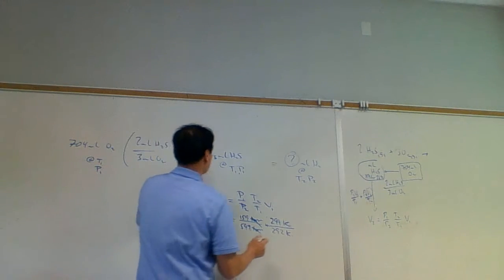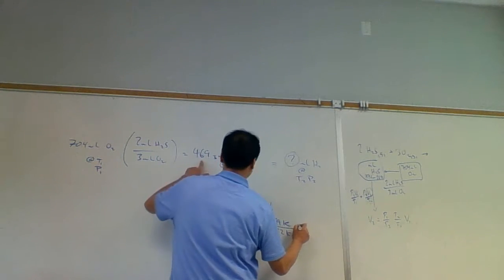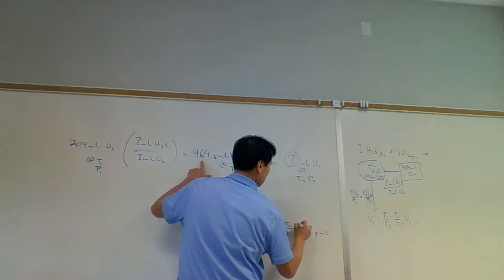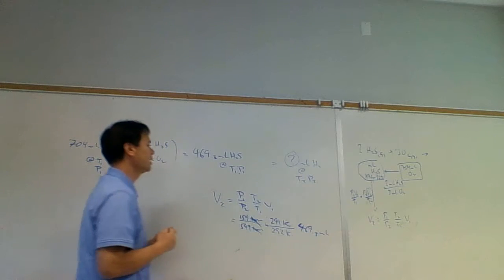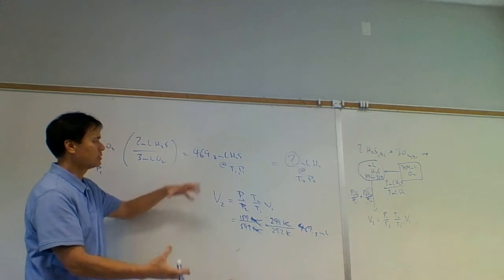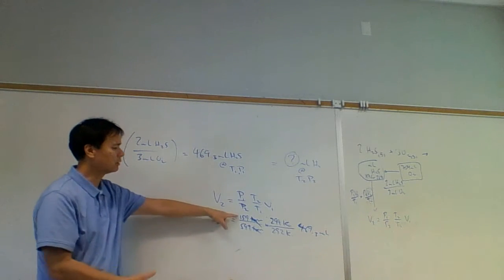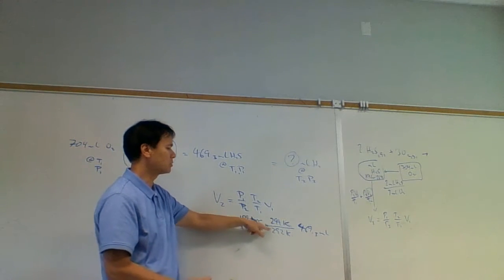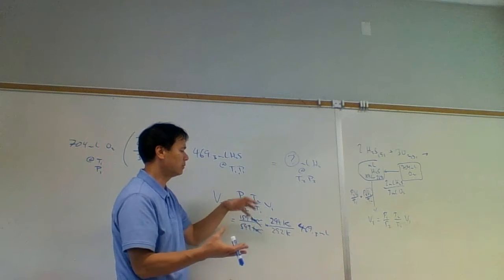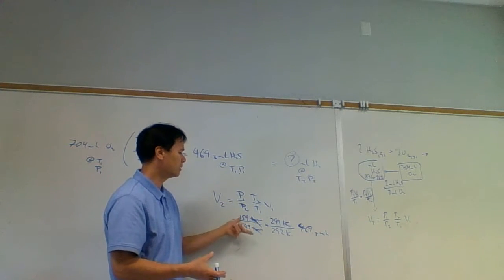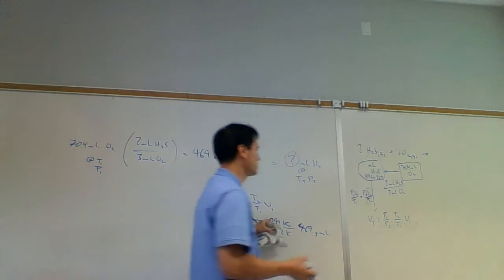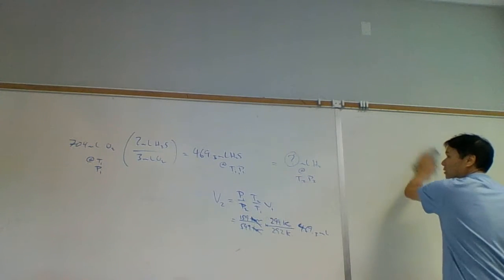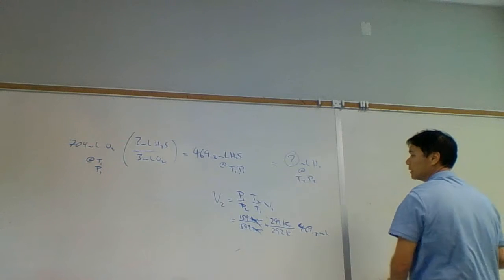Times V1. V1 is 469.3 milliliters. So all we're doing is we're going to take our H2S and increase the pressure. If we increase the pressure, that's going to decrease the volume. And then we're going to increase the temperature a little bit. Increasing the temperature a little bit expands the volume. But the pressure increase is significant. The temperature increase is not that significant. And so I expect the volume to be smaller because of this.